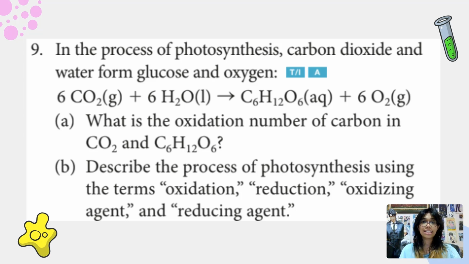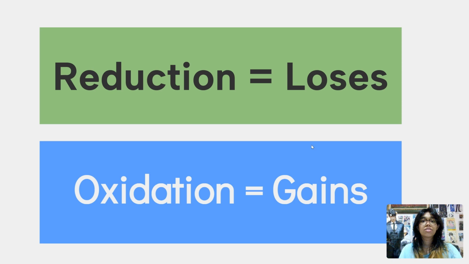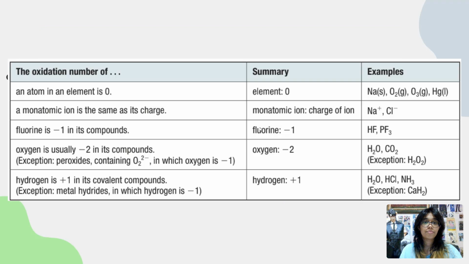So over here we have the second part for question number 9. It asks us to describe the process of photosynthesis using the terms oxidation, reduction, oxidizing agent, and reducing agent. Just to recap, photosynthesis is when plants make their own energy using carbon dioxide, light, and water, and create oxygen and glucose, which is energy. Just to put it in very simple terms, reduction is basically losses, oxidation is basically gains.